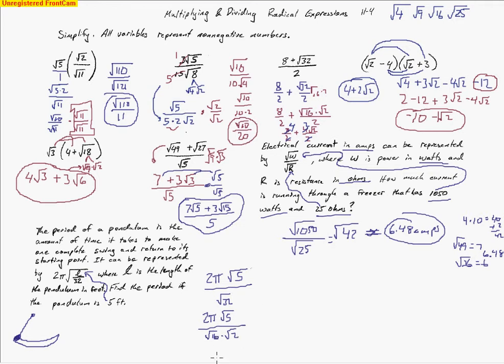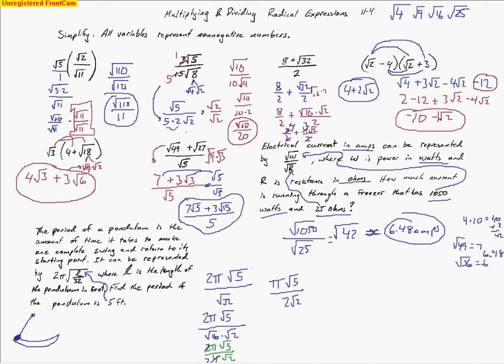So let's rewrite this. I've got 2 pi square root of 5 over 4 square roots of 2. Well, I could do some reducing now. I could take out that 4 and reduce it down to a 2. And so now I've got pi, and then the square root of 5 over 2 square roots of 2. Well, let's get rid of that square root of 2.